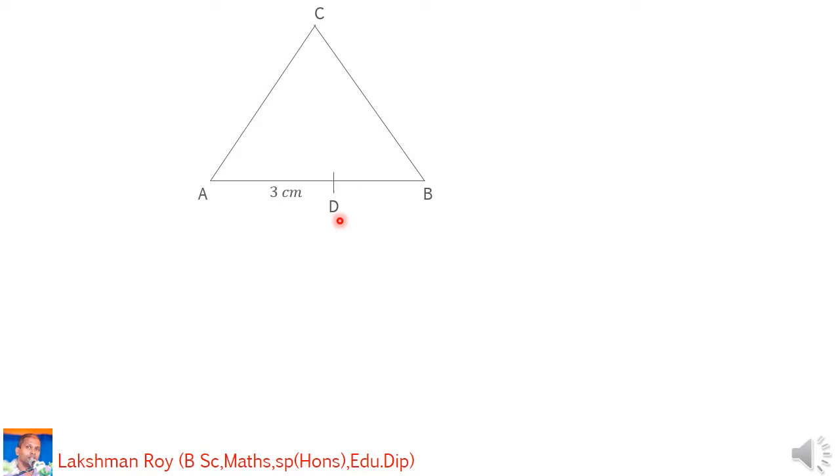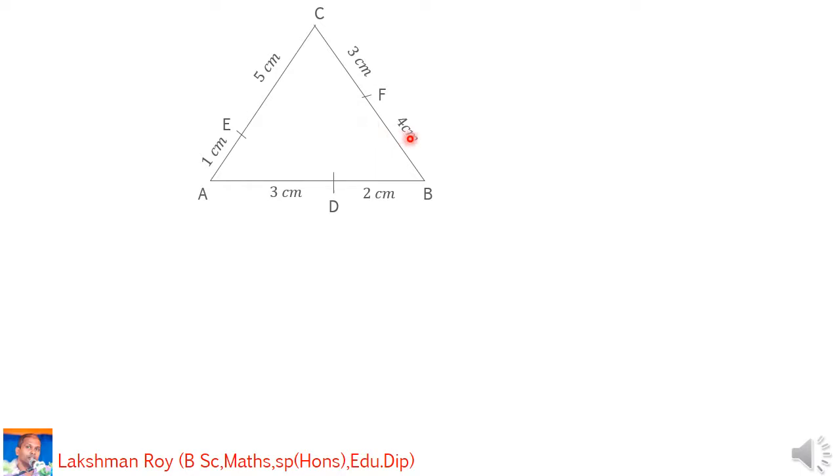Then I put this length. You can see here AD length is 3 centimeter and DB length is 2 centimeter. Then I mark another point on the AC line segment, and that point is named as E. I take this length as 1 centimeter and E to C as 5 centimeter. Then I mark another point on the CB line segment, that point is F. The lengths are 3 centimeter and 4 centimeter.